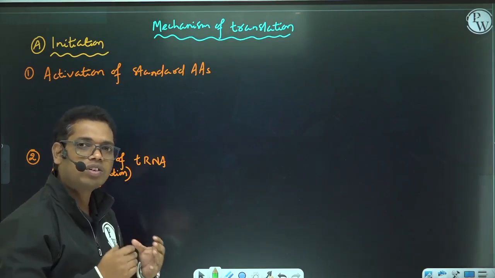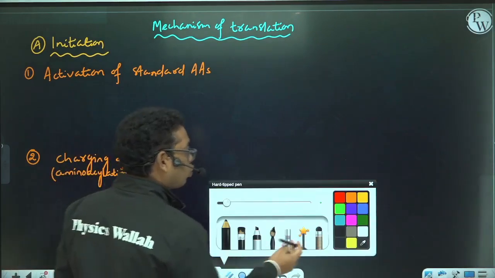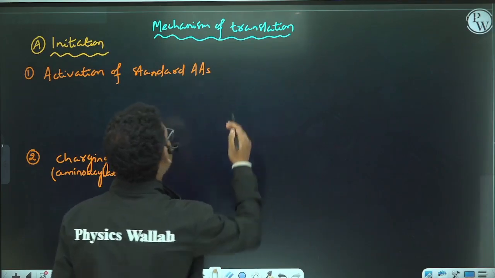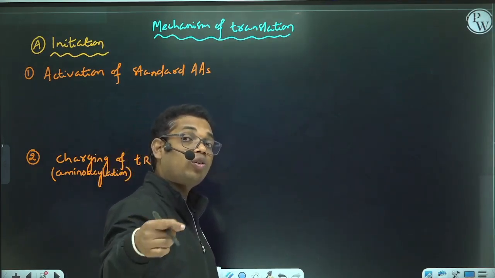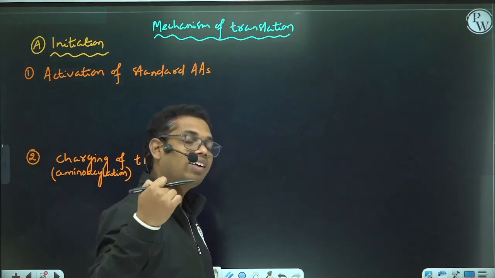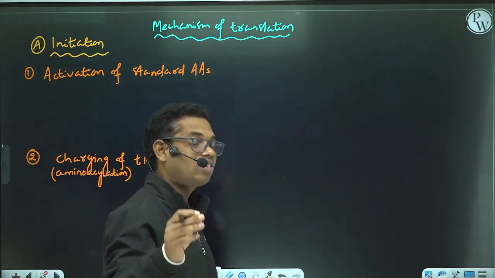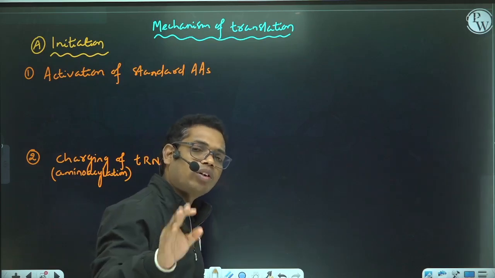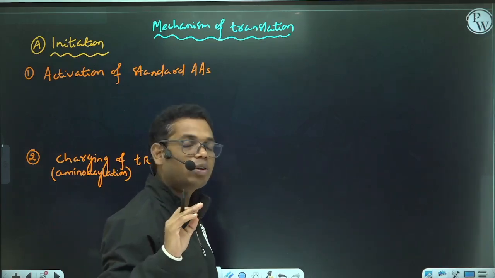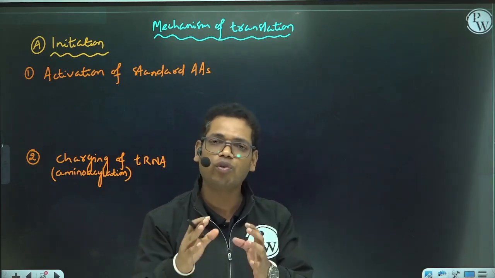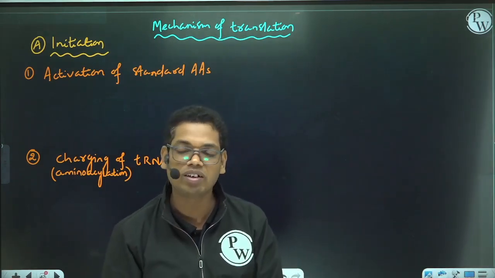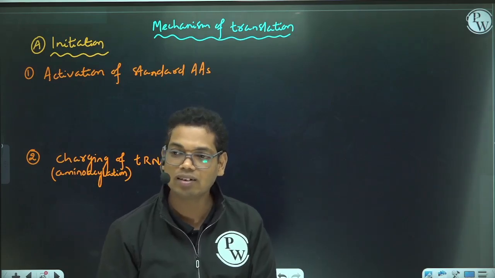So how do they take place? Let me explain one by one. First of all, let me tell you what a standard amino acid is. Those amino acids which are incorporated by the ribosome during translation, or I can say the amino acids which are present in the protein, are called standard amino acids. And how many standard amino acids are there? 20 amino acids are there, but actually it is 22. But for the NEET exam, you should remember 20. Clear?